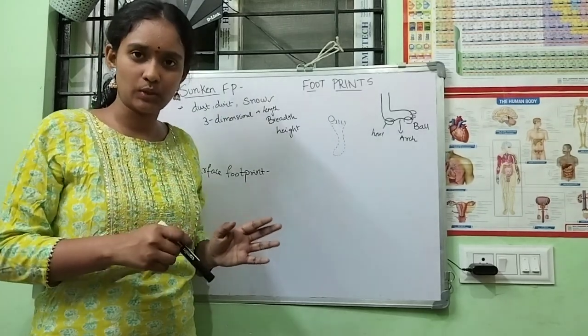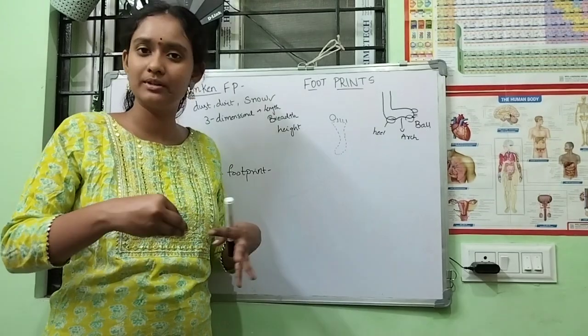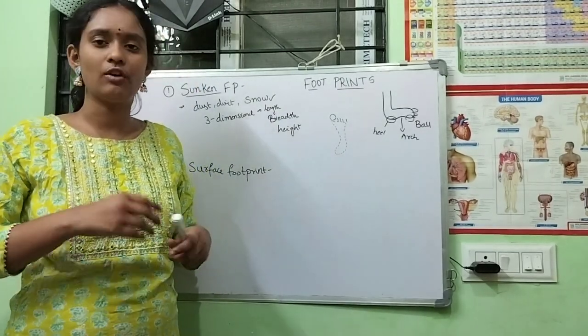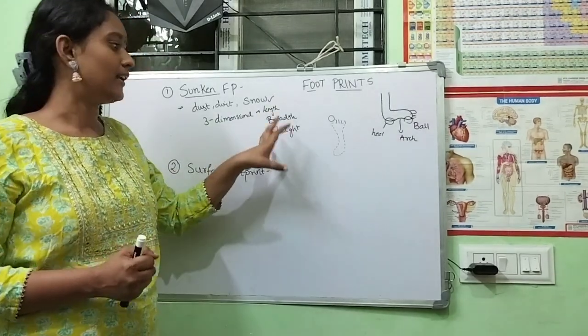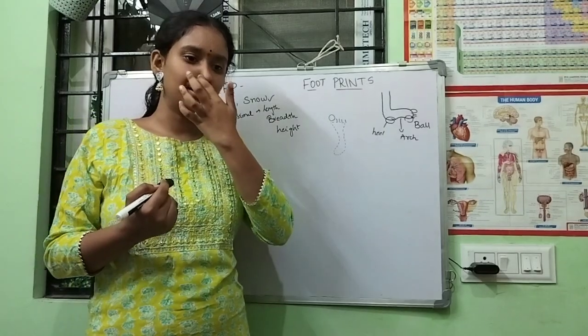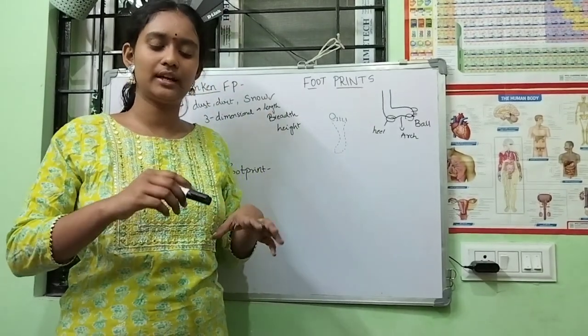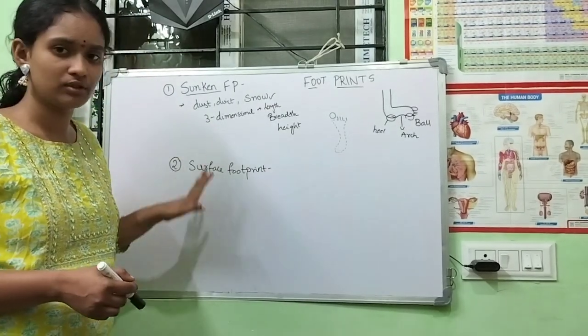They have to mix it well, and we have to see that no lumps are formed, no air bubbles are formed. Once it forms a creamy substance, they pour it in, and then they lift it out. It is a very good way of taking evidence, because it gives a correct picture of the footprint. So that's the sunken footprint.